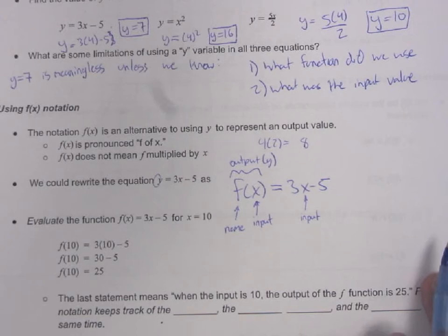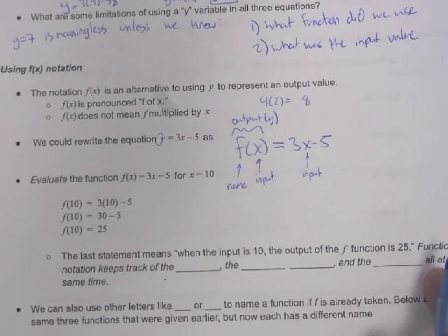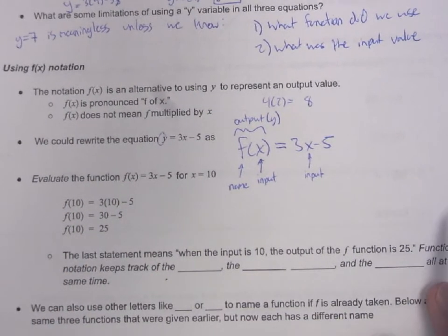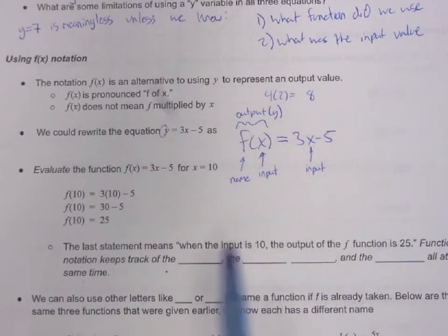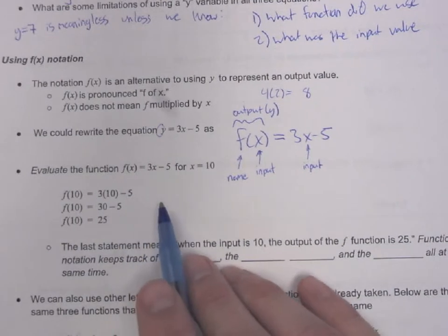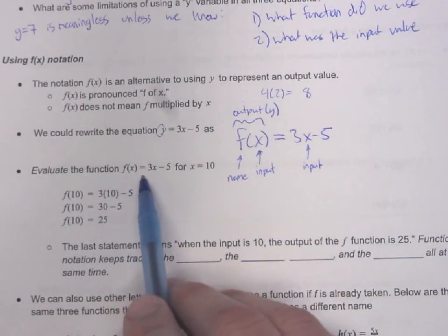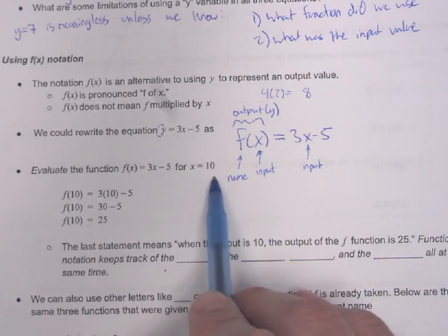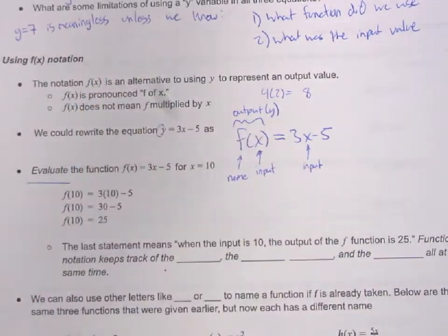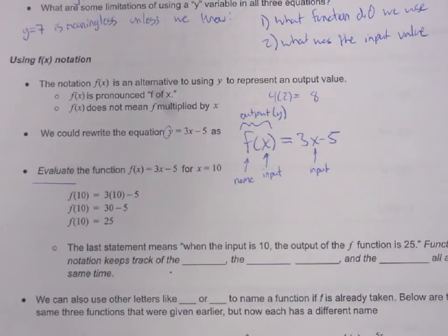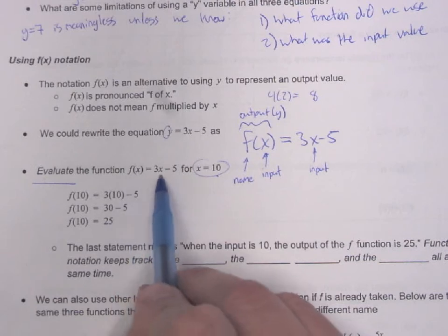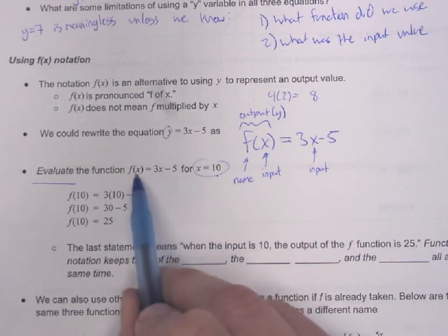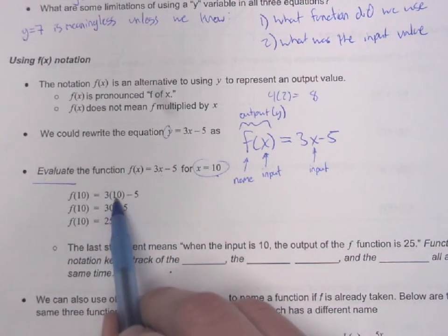So what we can do with that is we can evaluate a function. We can use that notation, and I'll show you why it's nice to have the function notation. Evaluate the function f of x equals 3x minus 5 for x equals 10. What evaluate means, if you recall, is plug in the number and then do the operations. So we take the 10 for x and we put it here and here. We replace both x's. So we got a 10 and we got a 10.